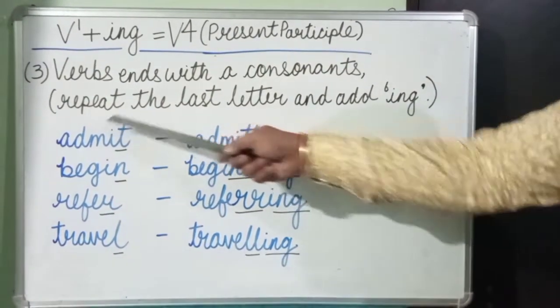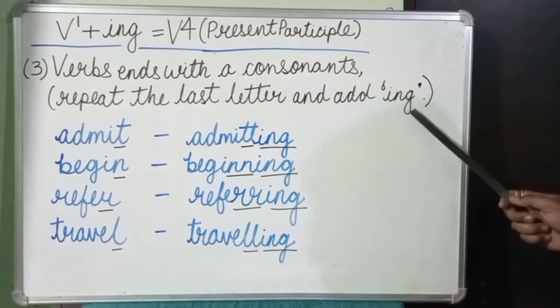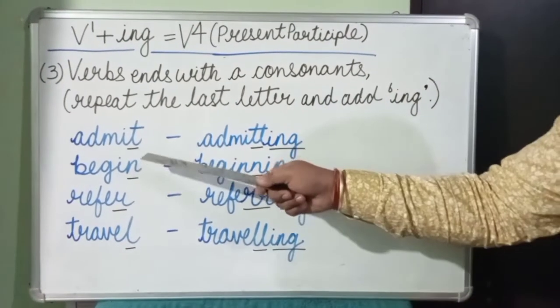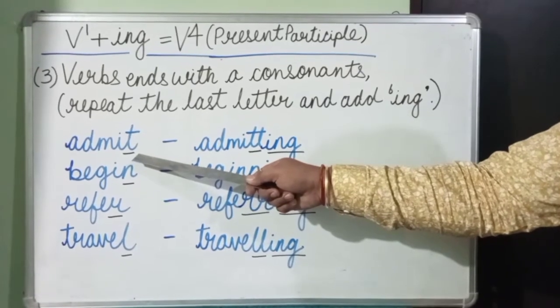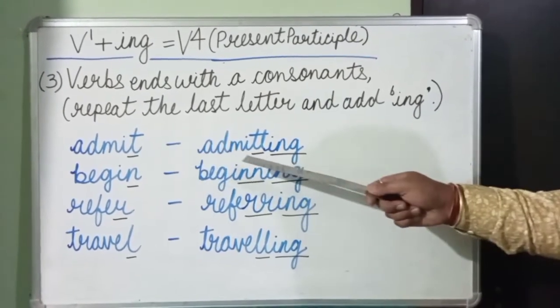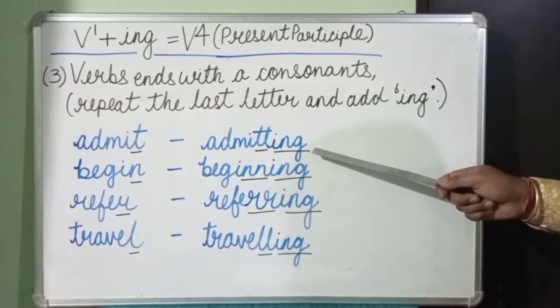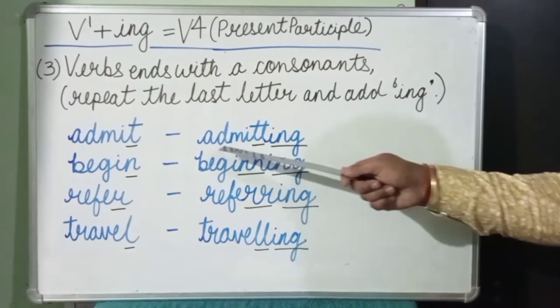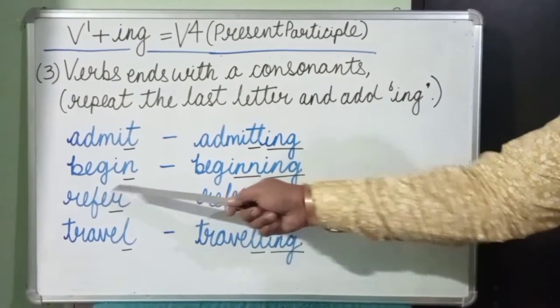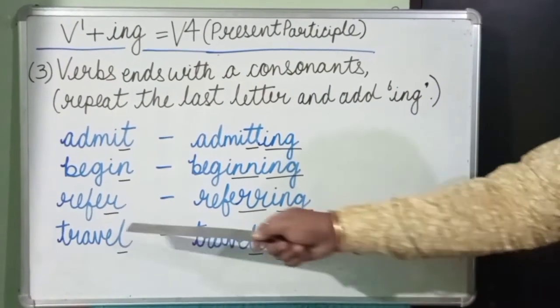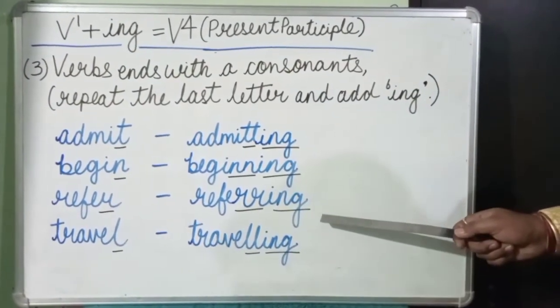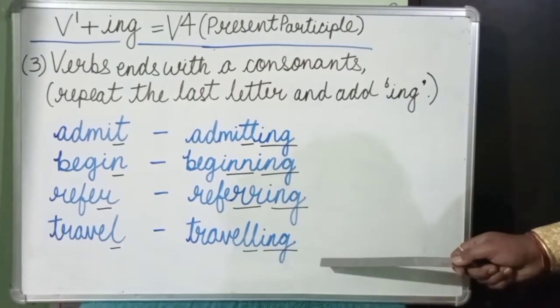Third, for the verbs that end with a consonant, here we have to repeat the last letter and add ing. For example, admit, it ends with a consonant T. Okay, so we have to repeat the last letter, that is T, and we have to add ing. So admit will become admitting. Begin will become beginning. Refer will become referring. Travel will become traveling.